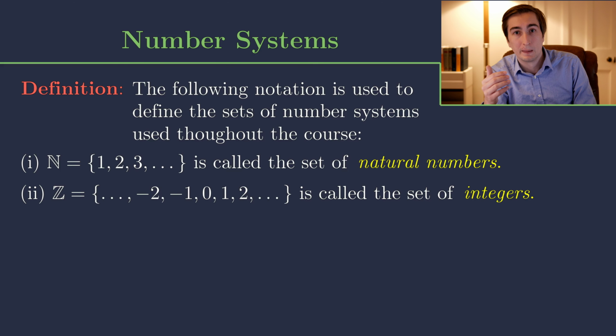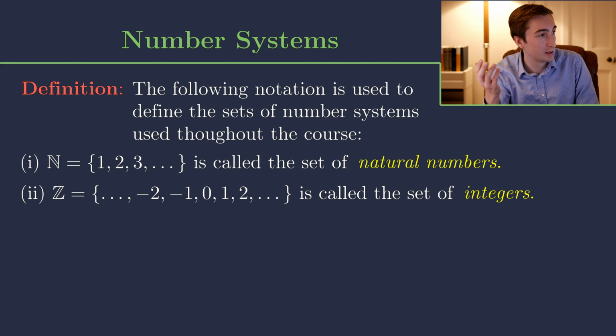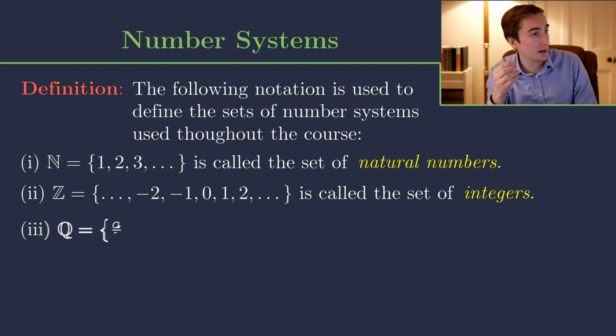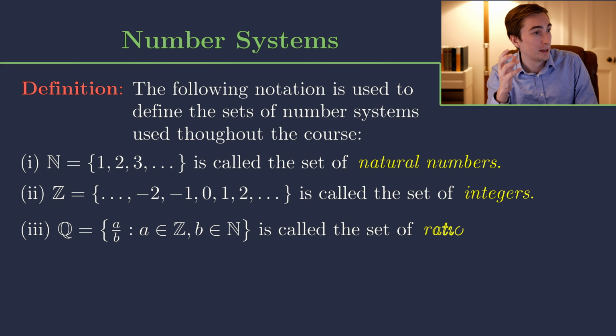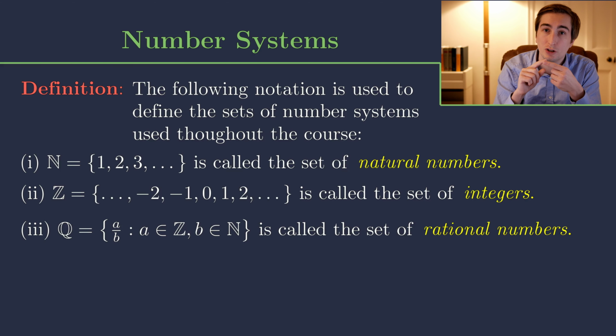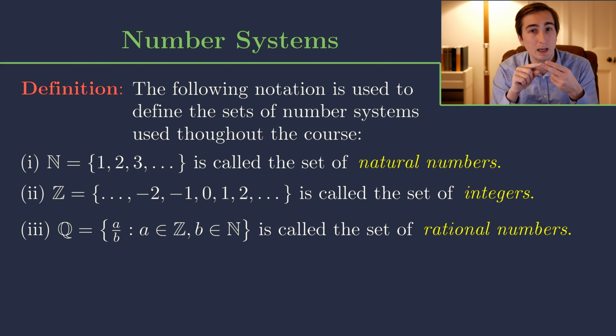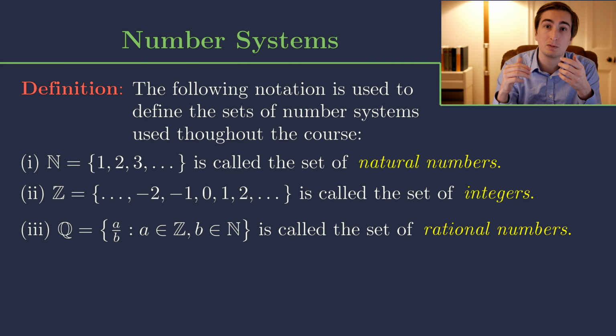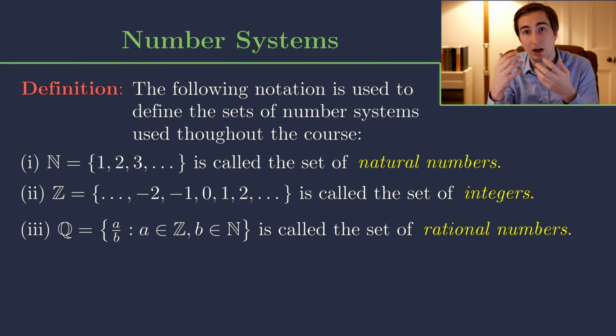Now, the next step is to build effectively the fractions, which we call the rational numbers, out of the integers and the natural numbers. So how do we do that? Well, we denote it by this Q here, and we have it as a over b, so it's a fraction. But we have the condition that a is an integer, and b is a natural number. The reason why we have this condition is we don't want the bottom to be 0, because we don't want to divide by 0, at least not in this course.